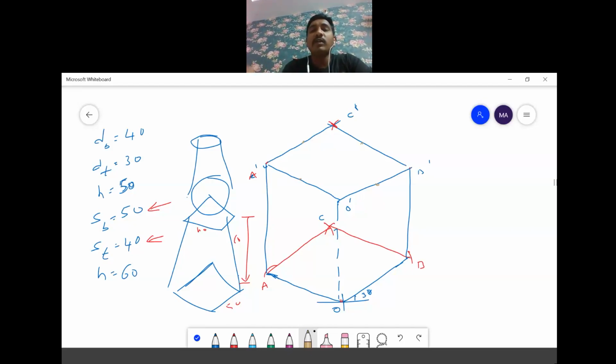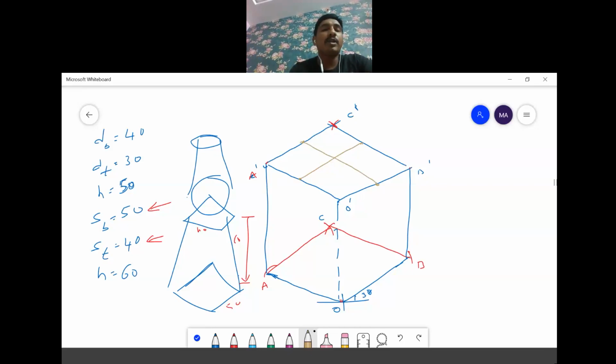So I am joining these two. Then here how much you are reducing? You are reducing 50 minus 40. It is 10 mm. 10 by 2 is 5, so I am reducing it 5 mm on each side.